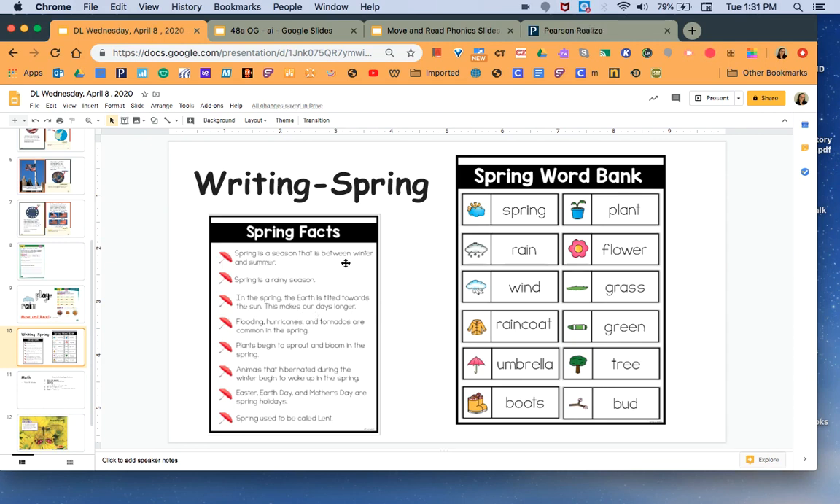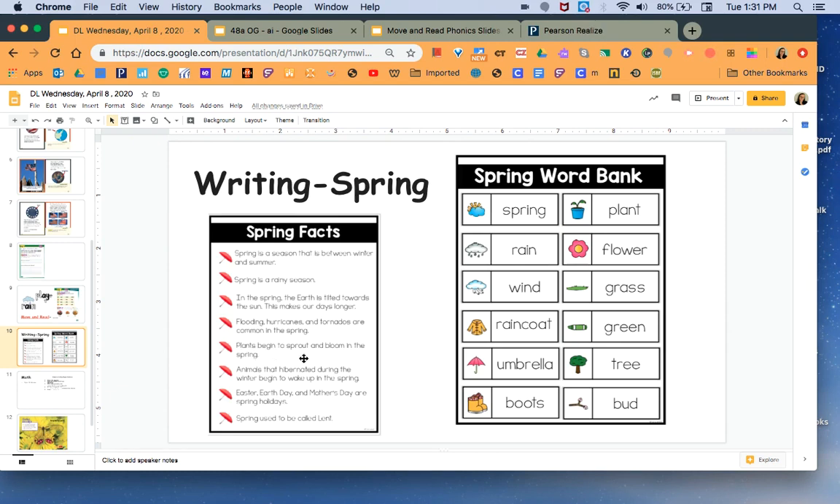So spring is a season that's between winter and summer. Spring is usually a rainy season, but we haven't had too much rain this season. In the spring, the earth is tilted towards the sun. So remember when we were showing that globe and how it could go back and forth, it would tilt? This is what makes our days longer. Flooding, hurricanes, and tornadoes are common in the spring. Now, we're really lucky because we don't have hurricanes because we are not by an ocean. We very rarely get tornadoes. And sometimes we'll get flooding because of a lot of rain, but we haven't had too much rain this spring.